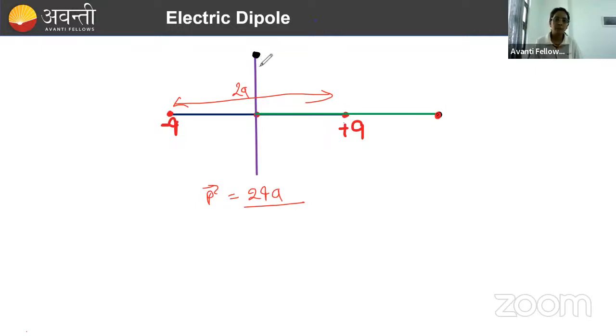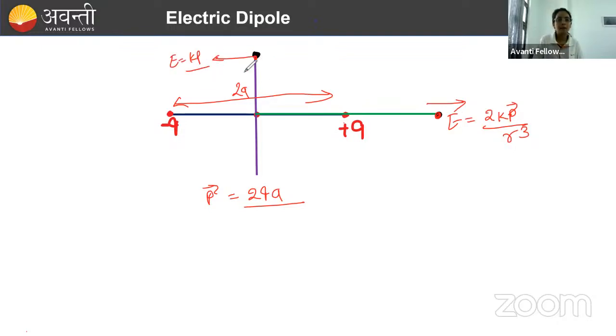This is called the axial point and this is called the equatorial point. At the axial point, the electric field used to be equal to 2kp divided by r cubed, and its direction used to be in the direction of the dipole. And here the electric field used to be what?